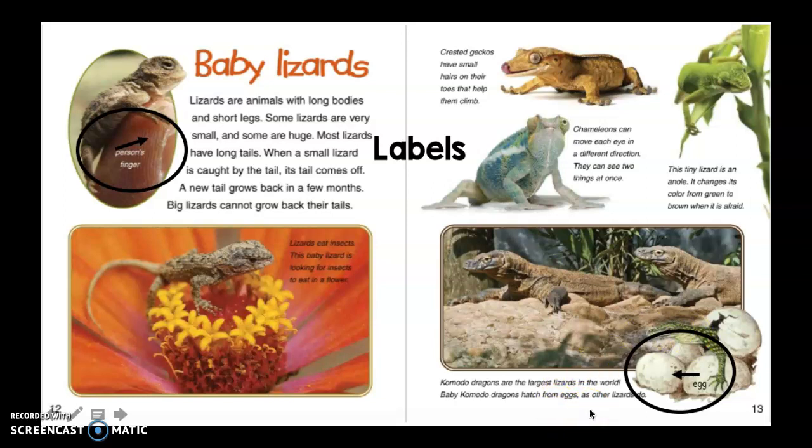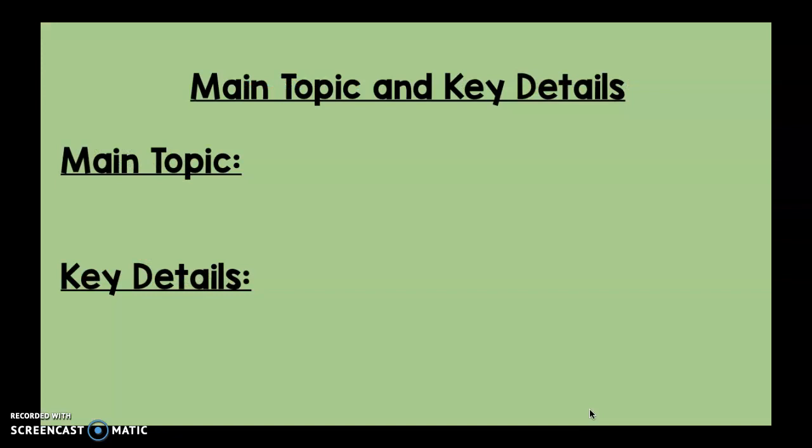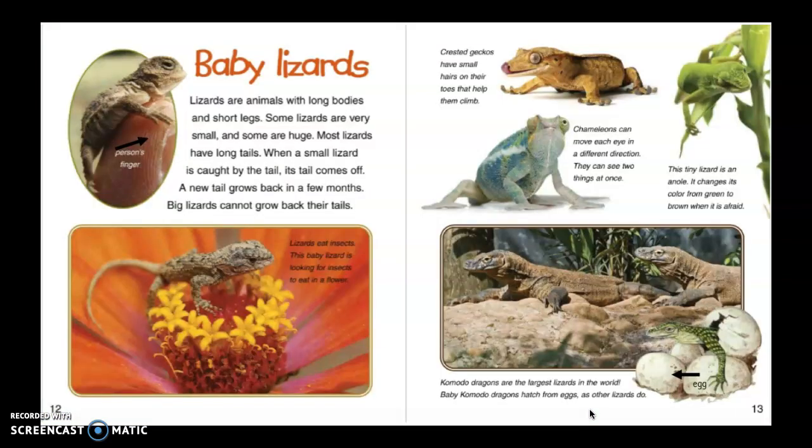So those are some of the nonfiction text features that we learned about this week. And we can use those to help us learn more information when we're reading our texts. But then we also talked about one more thing. We talked about main topic and key details. So going back to this, let's read this section here and see if you can figure out what the main topic is and two key details.